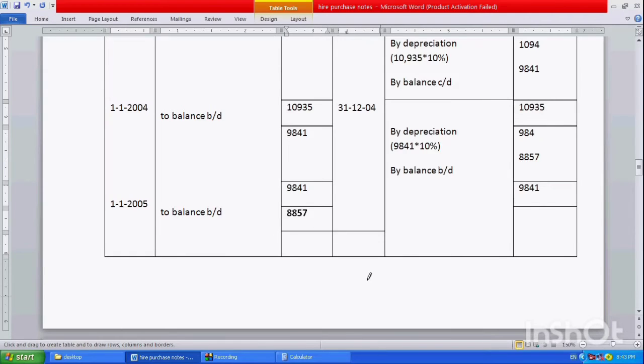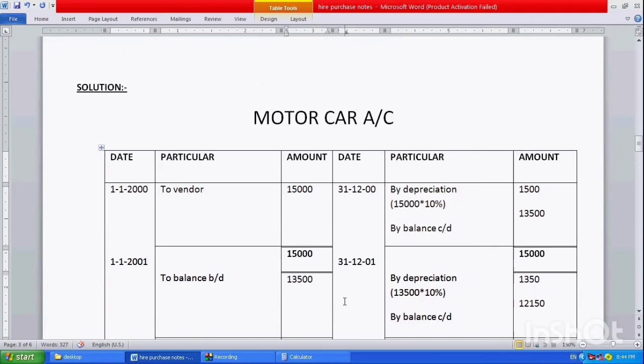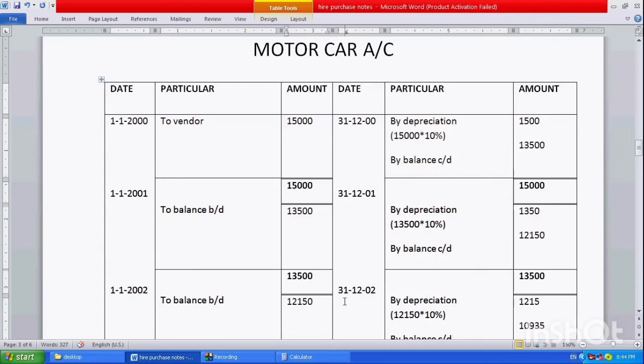This is how we will prepare the motor car account. This is how we can prepare motor car or motor van account. Now let's go for the vendor account also. We are preparing these accounts in the books of the purchaser only.